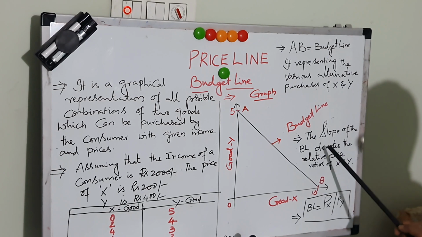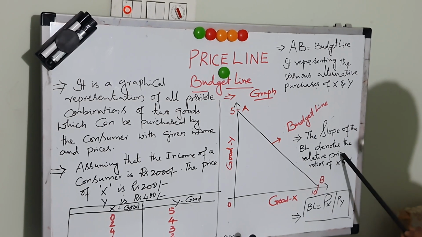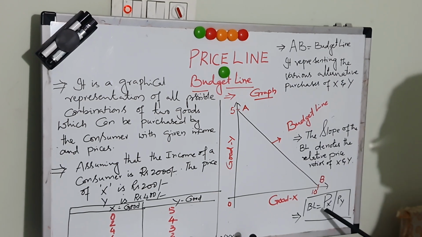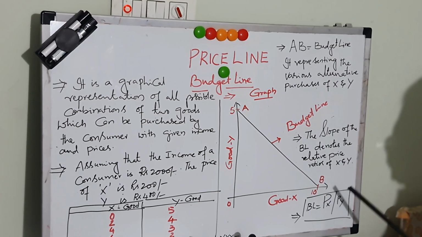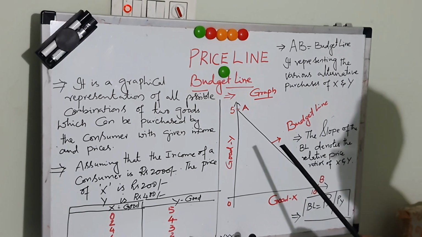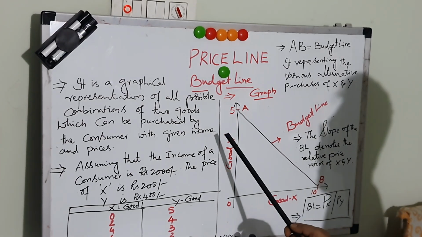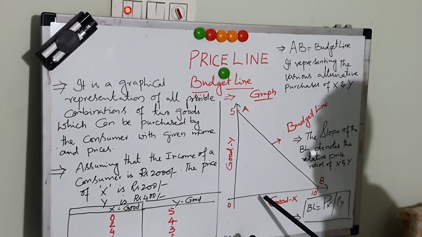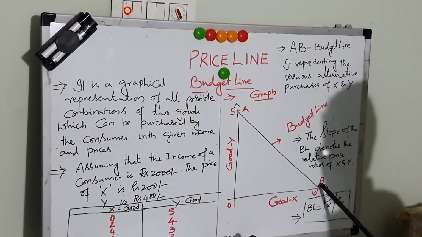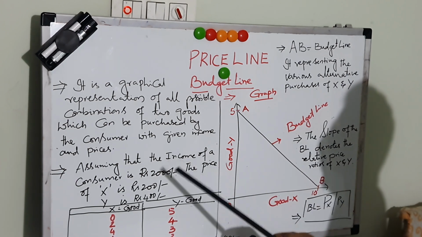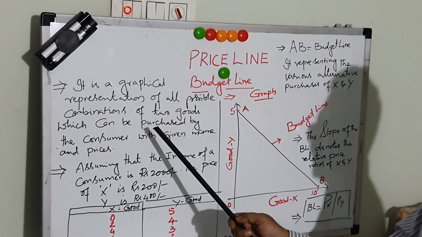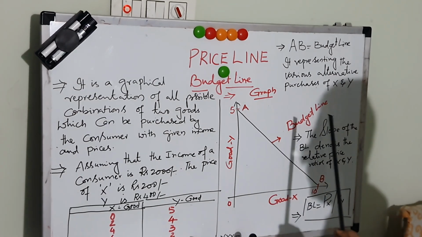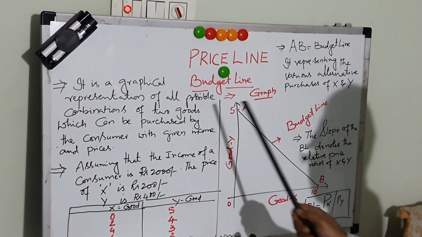The slope of the budget line denotes the relative price ratio of X and Y. So, the slope of the budget line is equal to price of X by price of Y. So, the budget line is the line of income and prices: prices of goods X and Y, and the income of the consumer. So, the purchasing combination of a consumer depends upon his level of income and the prices of X and Y. That is the price line.